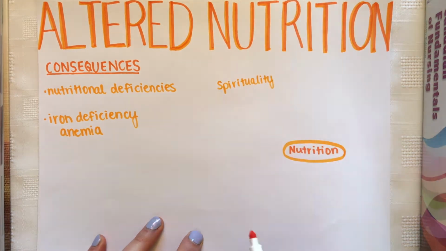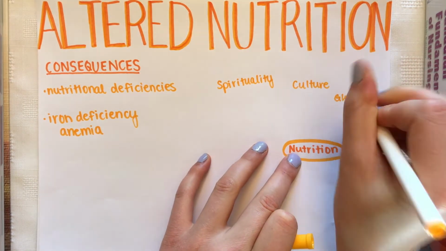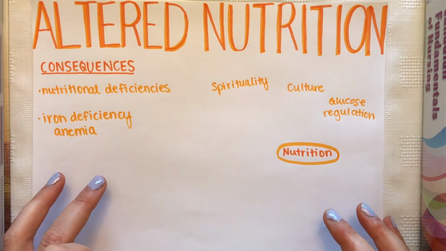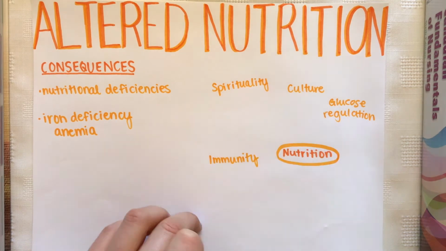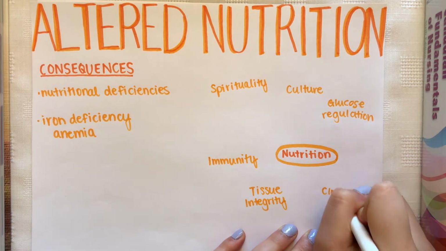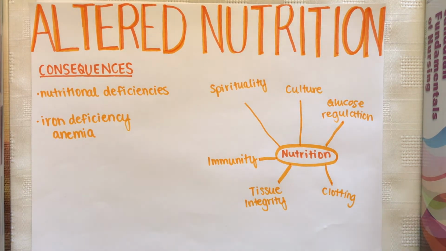To the right, you see a bubble with the word nutrition in it. I made a bubble diagram adapted from the Giddens textbook to show the related course concepts to altered nutrition that can happen with peptic ulcer disease. Some of these concepts include spirituality, culture, glucose regulation, immunity, tissue integrity, and clotting.